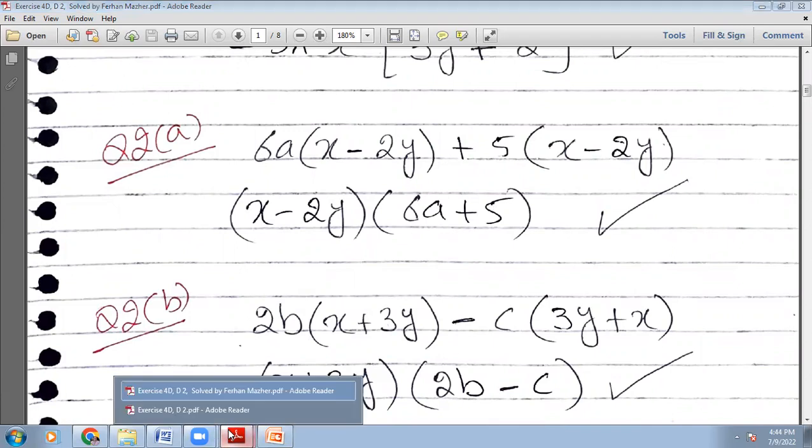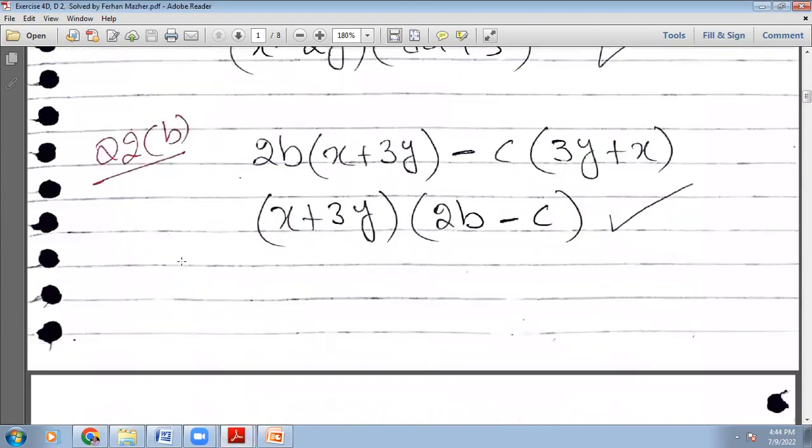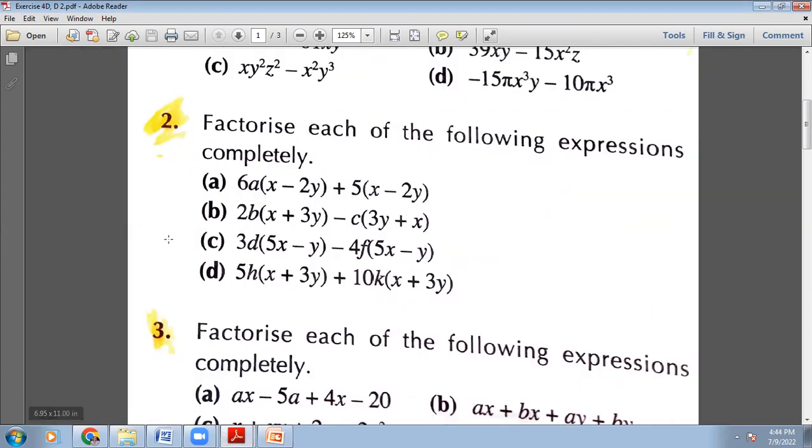Question number 2a part. Question number 2b part, 2b bracket x plus 3y bracket close minus c bracket 3y plus x bracket close. You can see x plus 3y and 3y plus x are the same thing, so I can take this bracket common. So I will take x plus 3y bracket common. From here you are left with 2b, from here you are left with minus c. So your answer will be x plus 3y in one bracket and 2b minus c in the other bracket. So this is how you will factorize this expression.